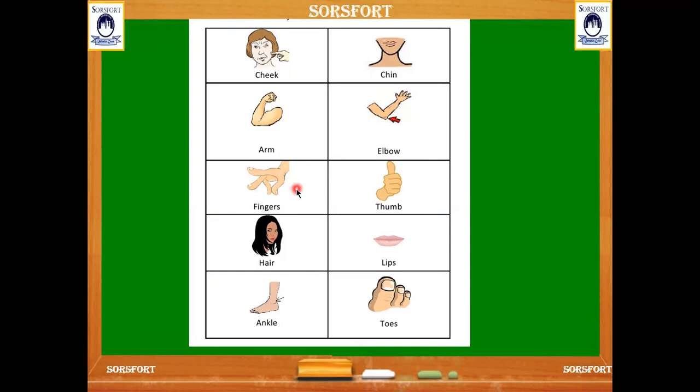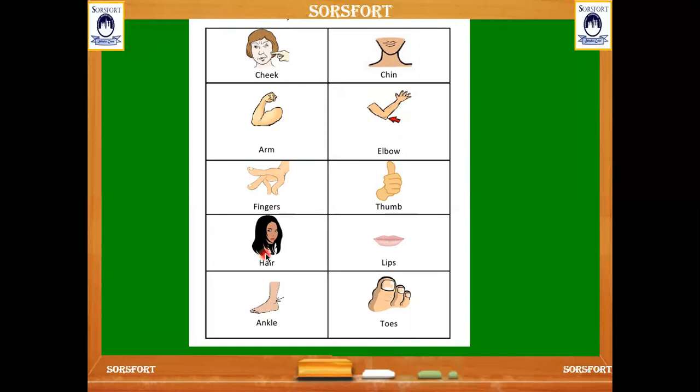We have 5 fingers in our hand. Count it. In one hand, 1, 2, 3, 4, 5. Other hand, 1, 2, 3, 4, 5. Both hands together, we have 10 fingers. And here is the thumb. We can see this finger in our hands. We call it thumb. We have 1 thumb in each hand. One in one hand, the other one in the other hand.